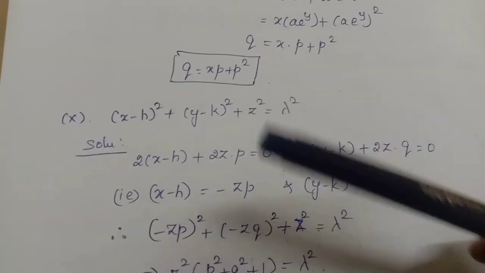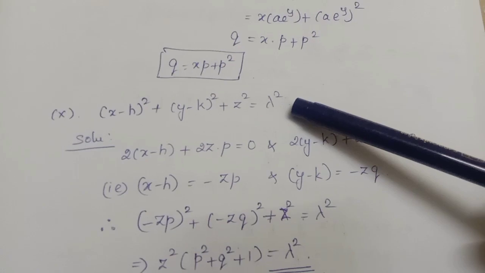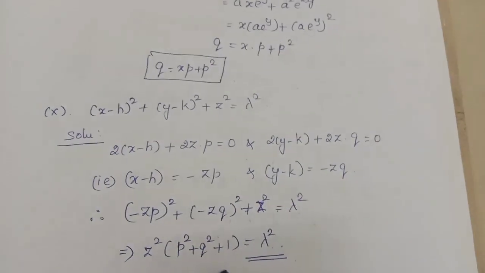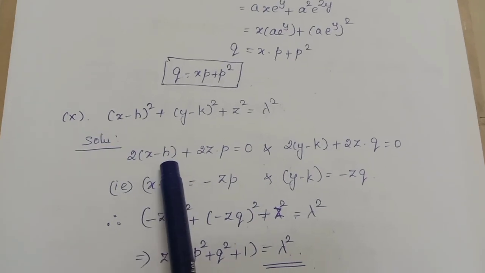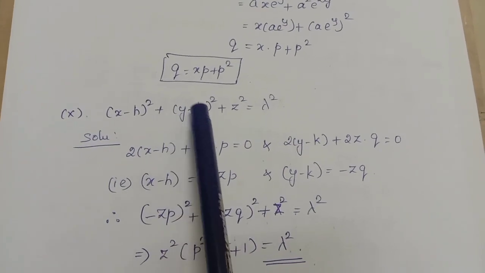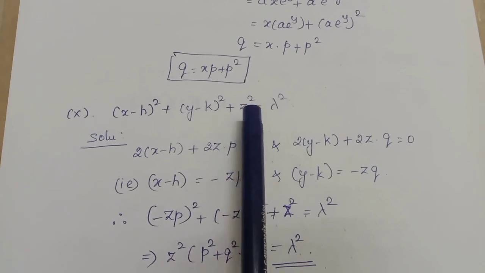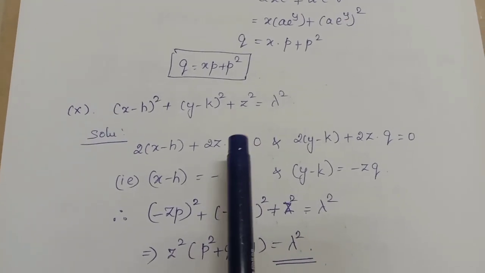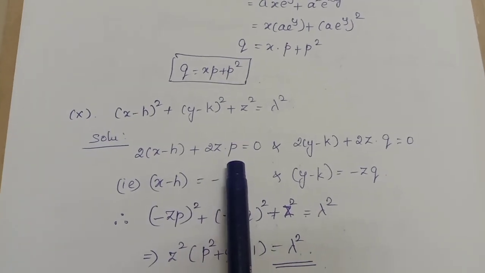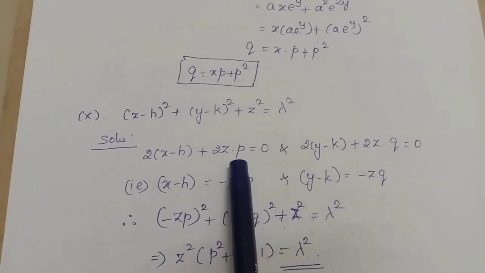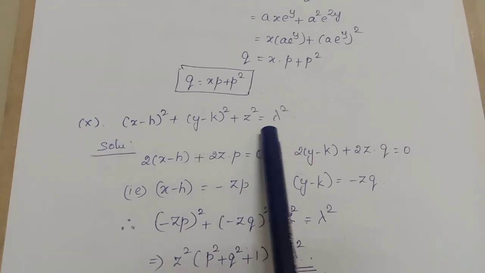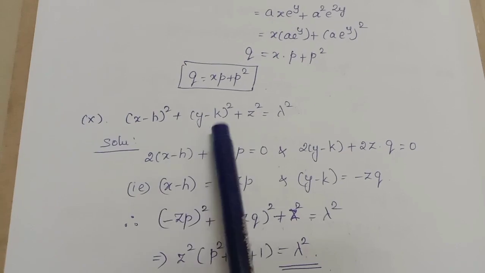Okay. Next problem. x minus h the whole square plus y minus k the whole square plus z square equal to lambda square. So here differentiate with respect to x. What will you get? 2 into x minus h plus this term will become 0, no? And when you differentiate z square, you will get 2z into dou z by dou x. Whenever you differentiate z, you have to put dou z by dou x. Okay. So 2z into dou z by dou x, that is p, equal to, lambda is a constant, so 0. Okay, here lambda is a fixed constant, only h and k are arbitrary constants.